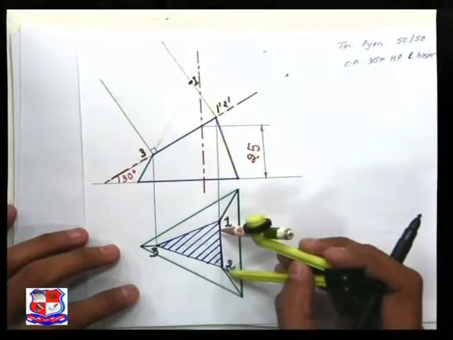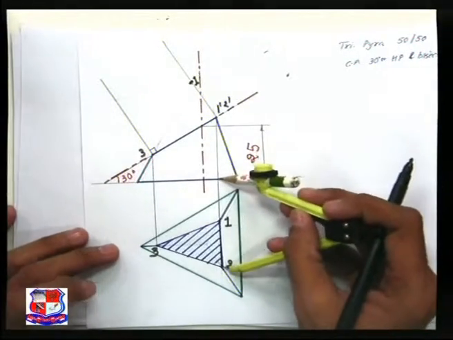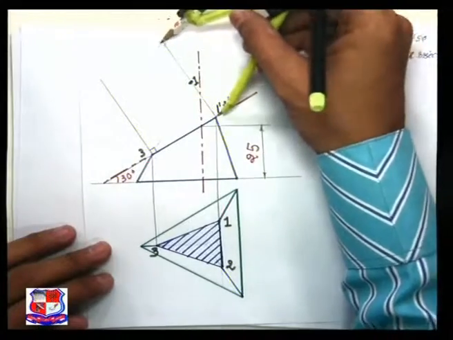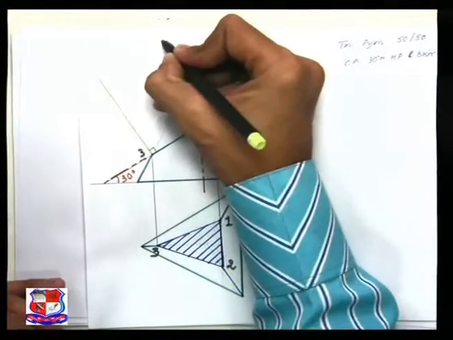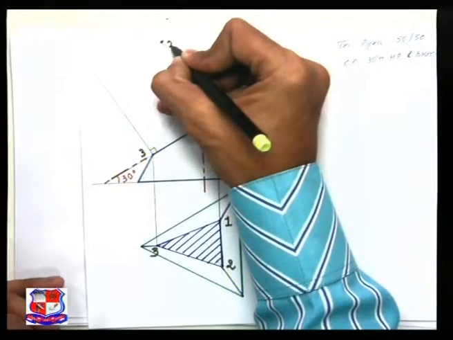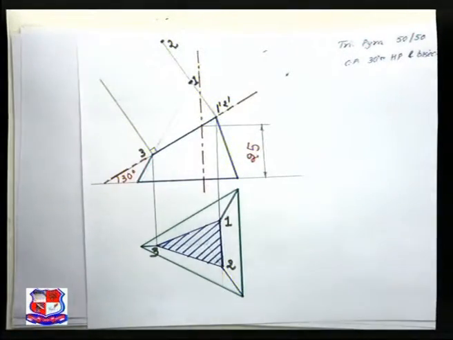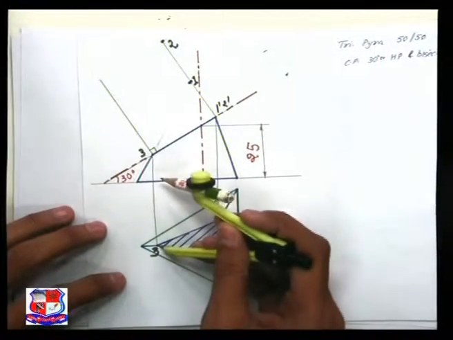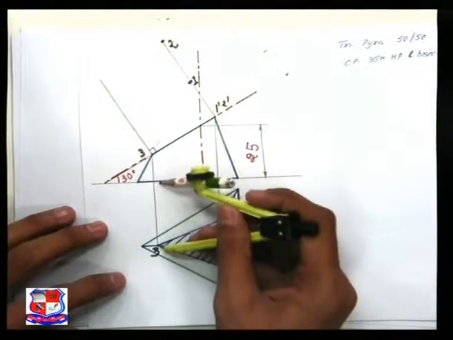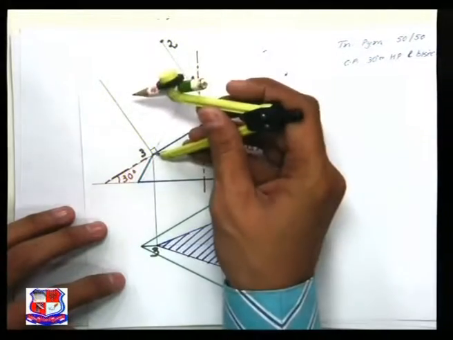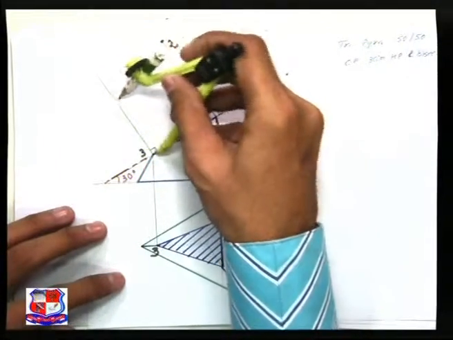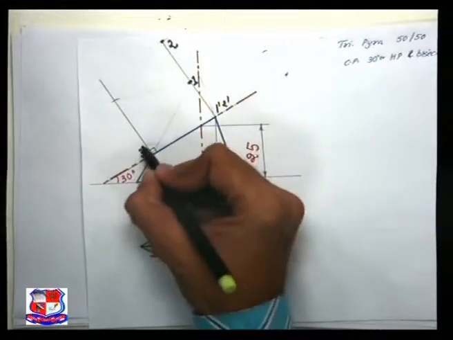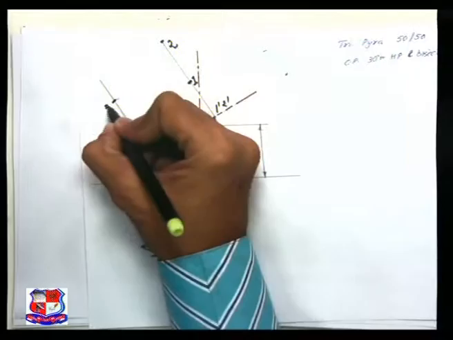Then point number 2. For point number 2, draw this arc, measure this distance, put it over here, draw an arc, and that arc will cut this line at point number 2. Now how to locate point number 3? For that also, measure the distance of point number 3 in the top view from the XY line, put it over here, and it will cut the vertical line from point 3 dash at this point. Here is 3 dash and here is point number 3.